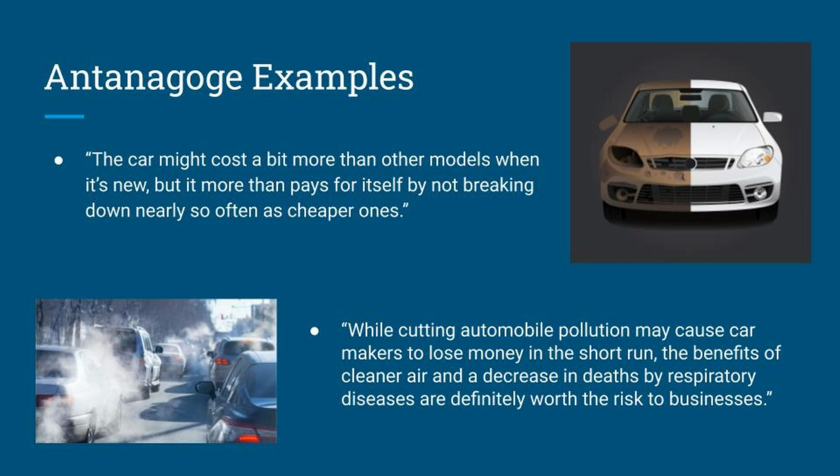Antonagogy examples. Number 1. The car might cost a bit more than other models when it's new, but it more than pays for itself by not breaking down nearly so often as cheaper ones. In this example, it is clearly highlighted the negative points of buying a used car rather than a new car, because in this case, in the long term, buying a new car will be cheaper than constantly repairing your used and old car.